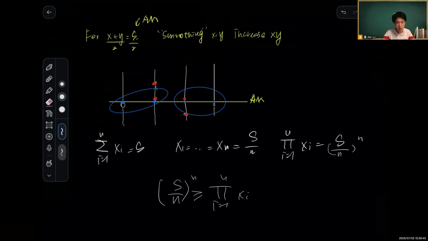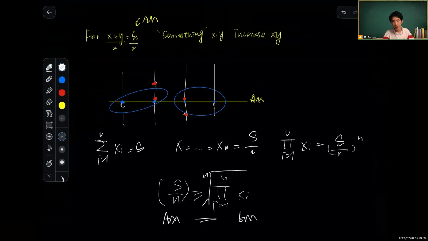We move this power over here to give it to the root, and then this is the geometric mean. This is also the arithmetic mean. So these two values are the same, and we have successfully proven it by using this process of smoothing out the values until they are the same, and always increasing the product until its upper bound. We are done. We have successfully proven the famous AM-GM inequality.